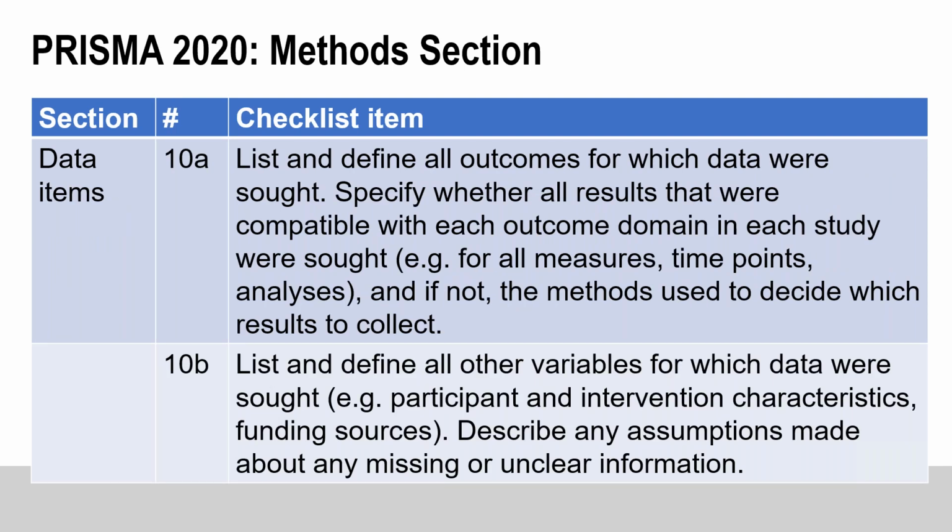Then for the data items, we've essentially split that, because in the original PRISMA statement, we felt that there wasn't really explicit guidance on how to report which outcomes are of interest to the review, and not only that, what sort of results would be eligible for inclusion from the studies you find. Sometimes we find that the study papers we come across have multiple results that are eligible for inclusion in our meta-analysis.